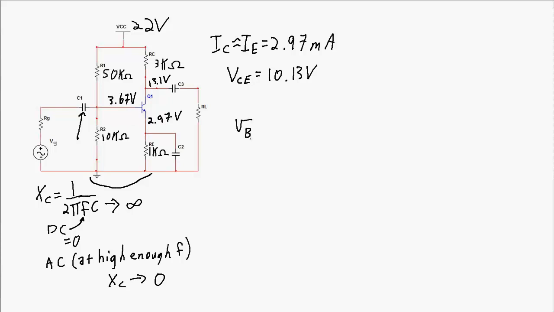a lowercase v with an uppercase B to designate the voltage at the base, that is made up of the uppercase V, uppercase B, which is the DC portion of the signal, plus lowercase v, lowercase b, designating the AC portion of the signal. So this over here is the AC plus the DC portion of the signal.